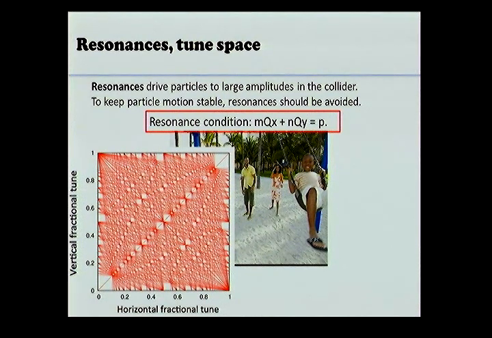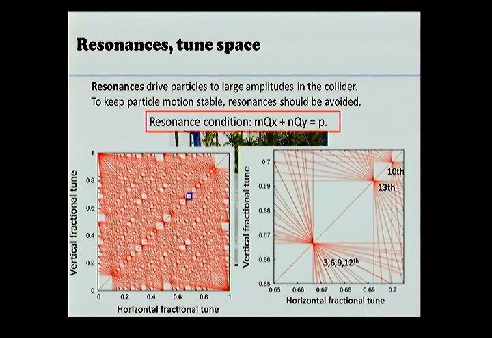Here, each red line represents one resonance. I draw resonances up to 10th order. Normally, the lower order resonances are more harmful to the particle motion, and the higher order resonances are less harmful. The RHIC proton tunes are in this blue corner. So we zoom into this corner and put the RHIC proton tune inside.